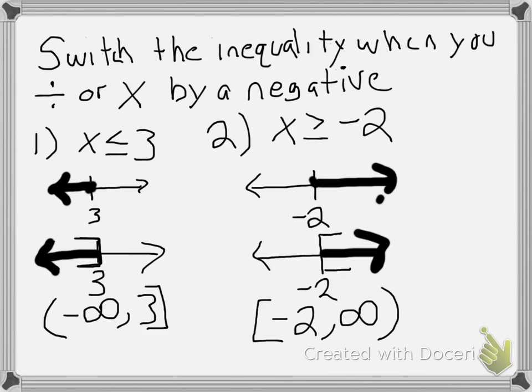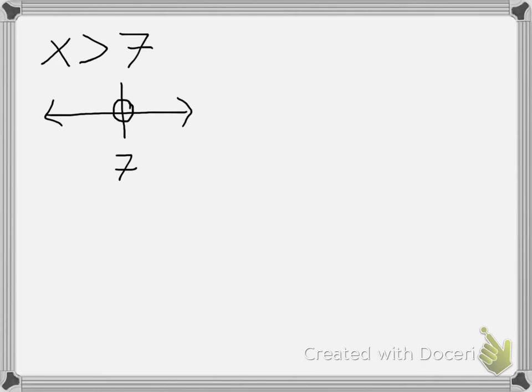Now, we haven't really done any solving yet, have we? Not yet. We're getting there. Let's take a look at number 4. Number 4 gives us x greater than 7. Okay. What's different about this one? Well, instead of having a closed circle on the 7, what do we have? We have an open circle. And we want greater than. Which way is that going to go? Is it going to go to the right or to the left? Well, hopefully you all know it goes to the right.